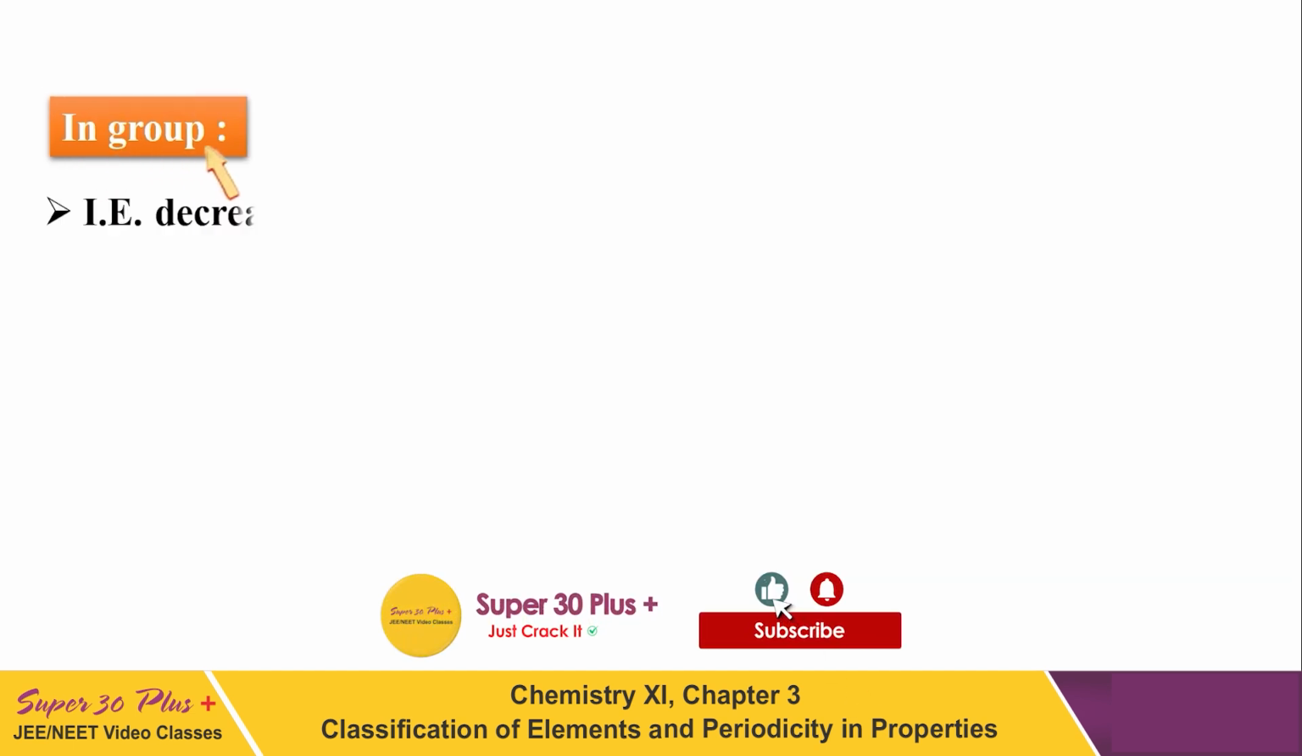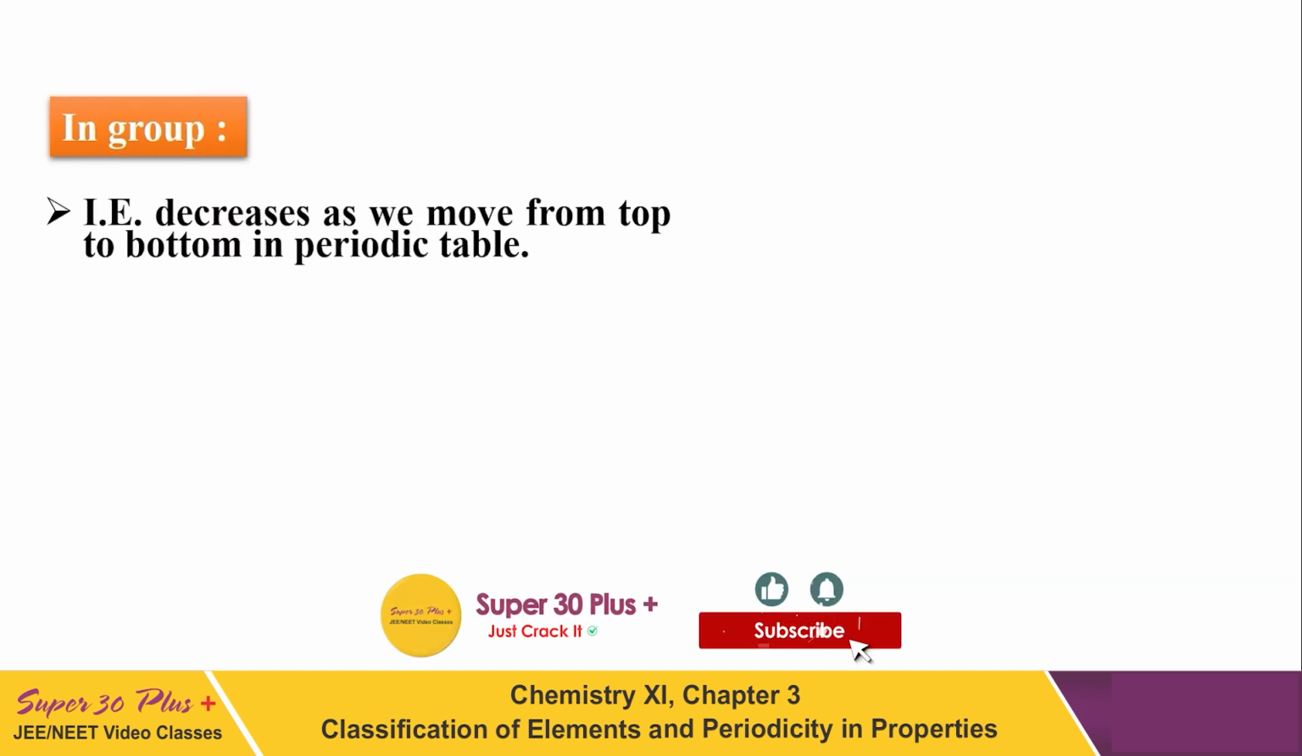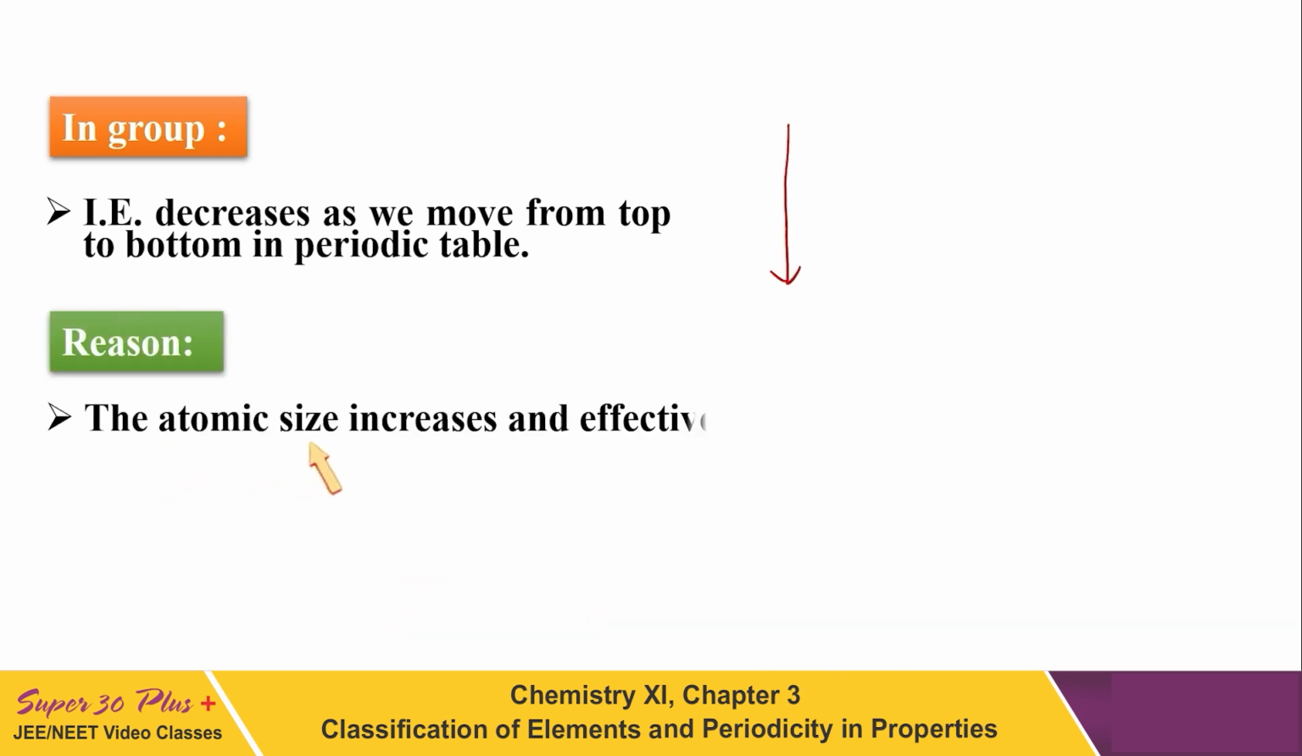But what about the group? In the group, IP decreases as we go down the group, and the reason is atomic size increases and effective nuclear charge decreases. So when we go down the group, there is a decrease in the ionization potential.